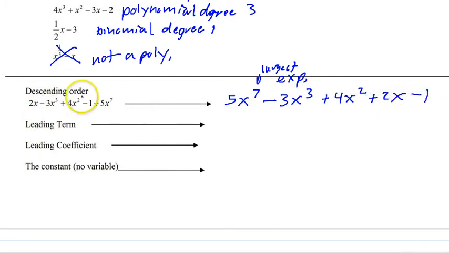So all you're doing is shuffling. You're putting this one in the front, putting this one next, and then that one goes after that, and then that one at the very end. And this allows us to say leading term. So we have 1, 2, 3, 4, 5 terms. So our leading term is 5x^7. Leading coefficient, the coefficient is the number right in front of your variable, so we say 5. And then the constant, that's the one without a variable, right there, -1. And that is polynomials.